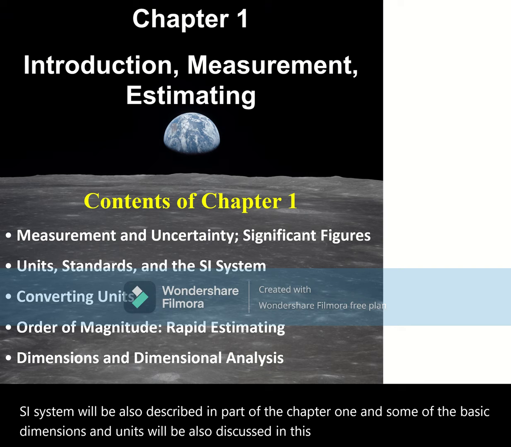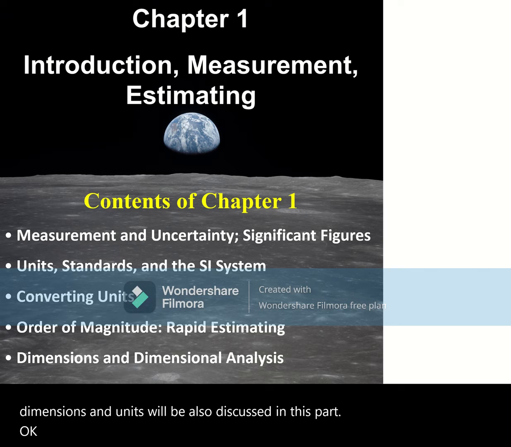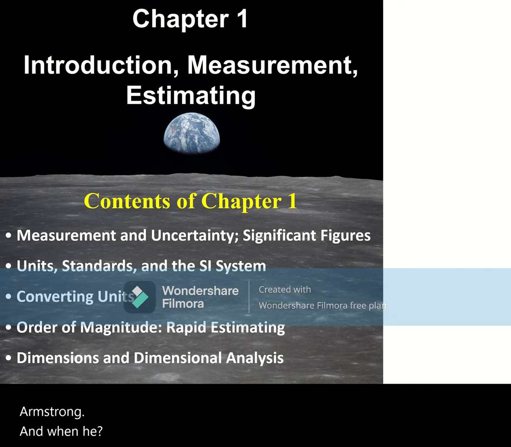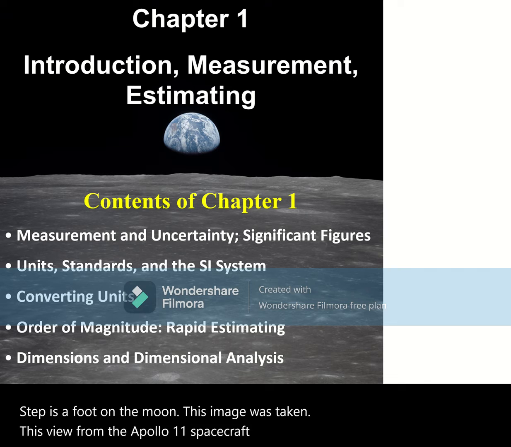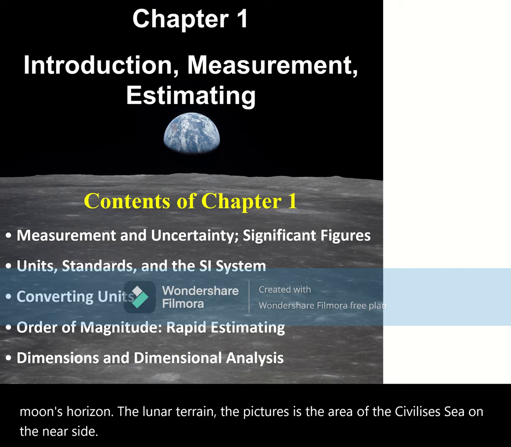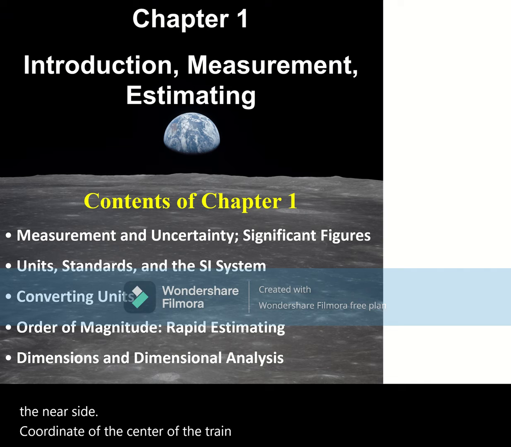Okay, so what you see here is an image taken by NASA astronaut Neil Armstrong when he stepped his foot on the moon. This view from the Apollo 11 spacecraft shows the Earth rising above the moon's horizon. The lunar terrain pictured is the area of the Sea of Smyth on the near side. Coordinates of the center of the terrain are 85 degrees east longitude and 3 degrees north latitude.